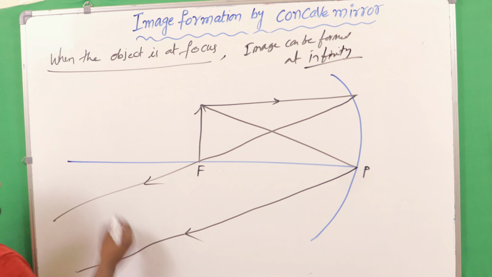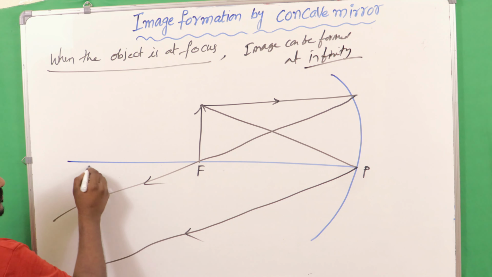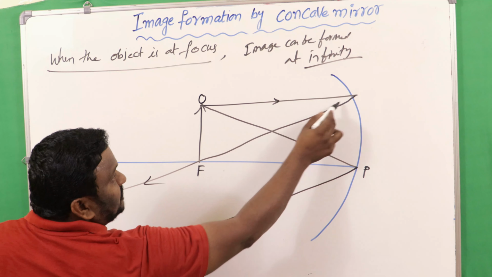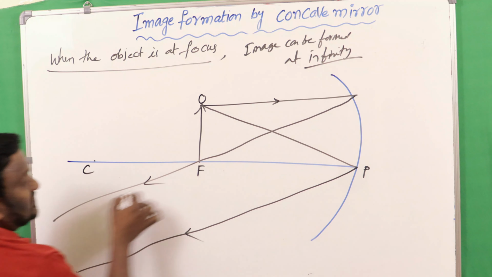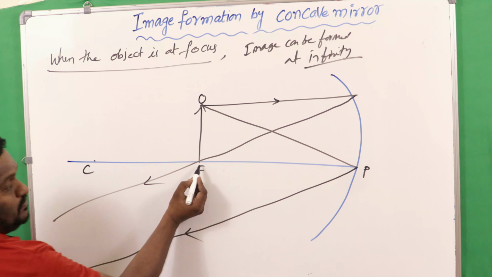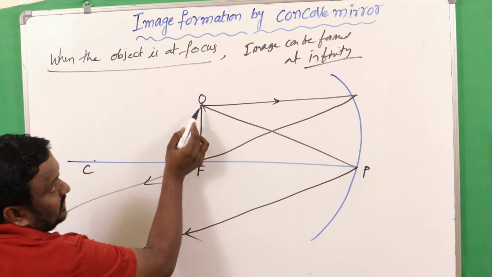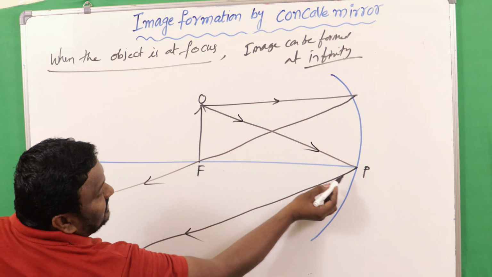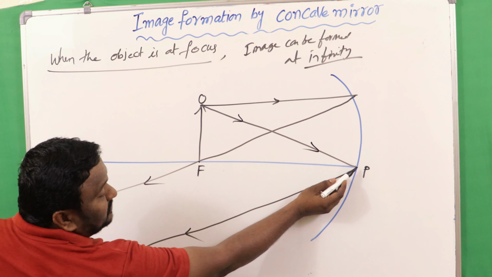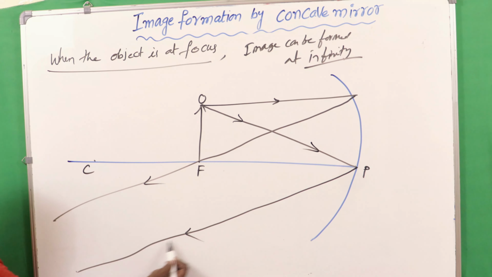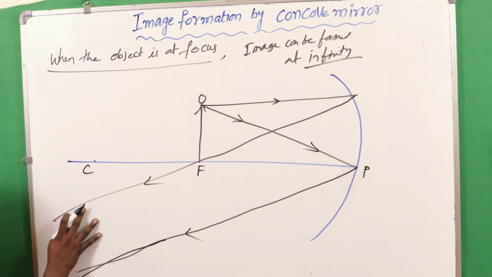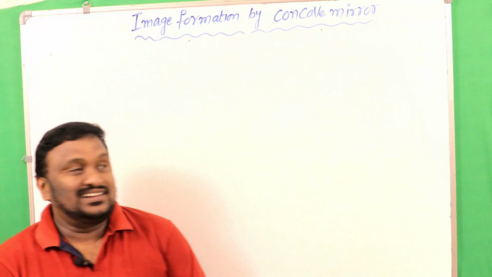So very simple. This is the object, at the focus. This ray is parallel to the principal axis. After reflection it passes through the focus, and it should pass through the base of the object. And this is another ray that strikes the pole with some angle, and with the same angle it is reflected. Now these two reflected rays are parallel to each other. That's why the image is formed at infinity. Clear? Let's see another situation.